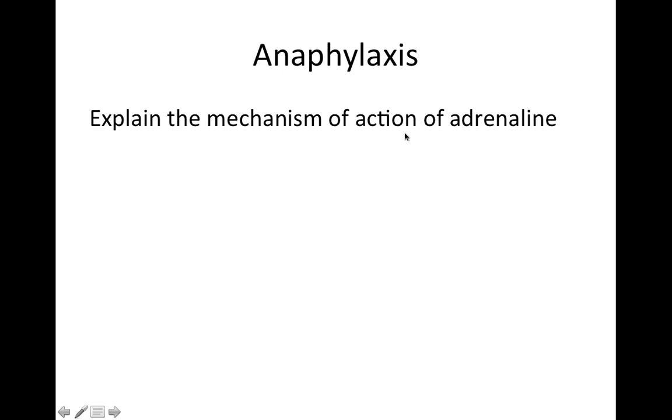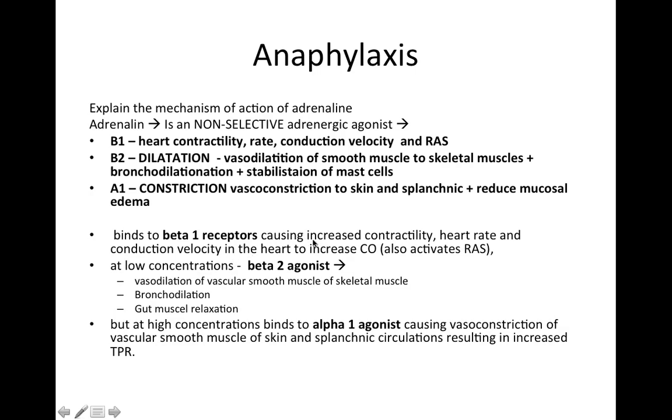Explain the mechanism of action for adrenaline. This is a question that would come up if you had it in your pharmacology station. And you would say, adrenaline is a non-selective adrenergic agonist, so it acts on beta 1, beta 2, and alpha 1. Beta 1 increases your heart contractility, rate, and conduction, and the renin activation system. So just think about B1 for the heart. B2 is just dilating everything. So it's just relaxing.